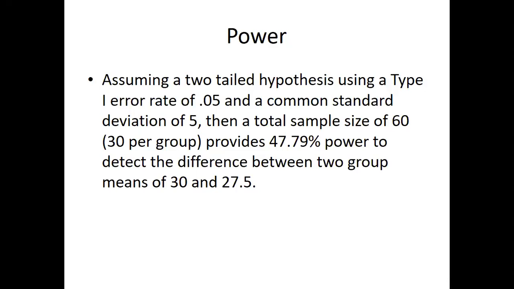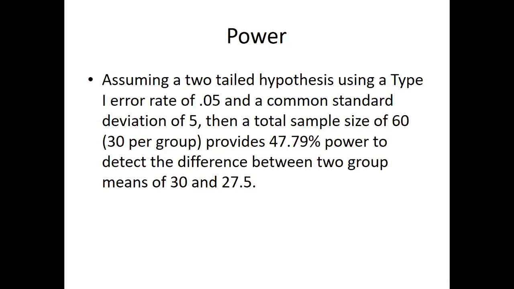Assuming a two-tailed hypothesis using a type 1 error rate of 0.05, common standard deviation, then a total sample size provides 47.79% power. It's exactly the difference between two groups, means of 30 and 27.5. I would tailor that specifically to your outcomes. I would start putting units in. I would describe your experiment. But without all that, that's the bare bones. But if I handed that paragraph to somebody, they have every piece there. Nothing is missing to allow them to run.